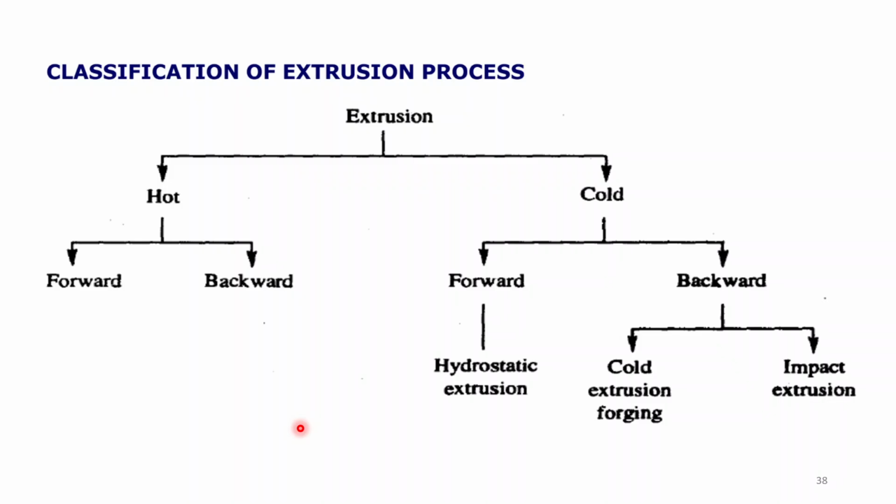Now this is the classification of extrusion process. Extrusion can be hot and cold, which is again defined based on the recrystallization temperature. In case of hot extrusion, there will be forward extrusion and backward extrusion. In case of cold extrusion, you can have forward extrusion and backward extrusion. In case of forward, you have hydrostatic extrusion. In case of backward, you can have cold extrusion forging and impact extrusion.